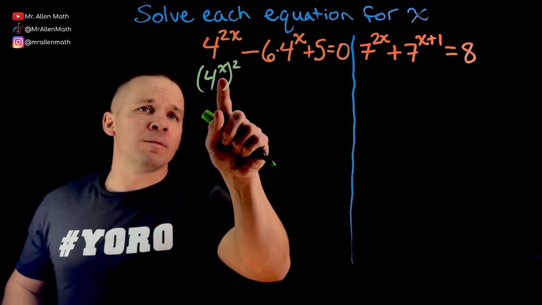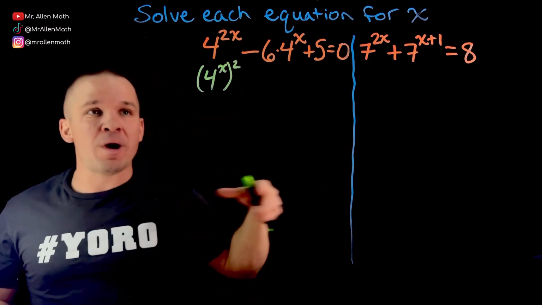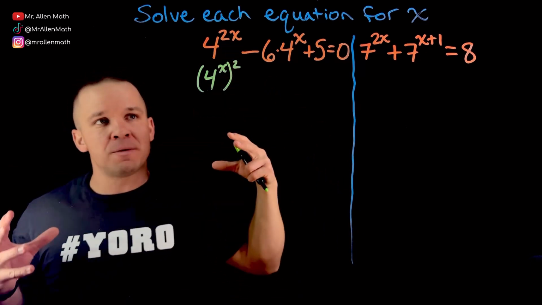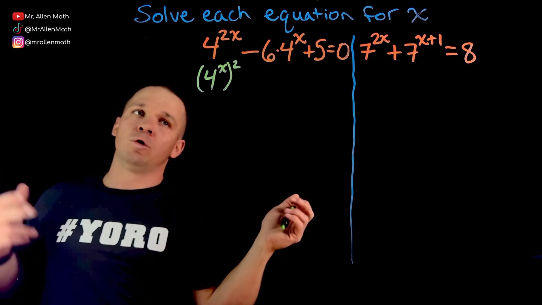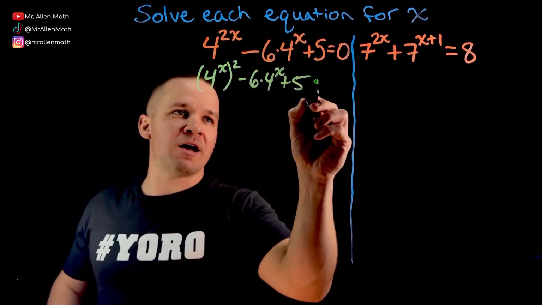So this is cool. Remember, power to a power means that I multiply the exponents. So I can go the other way with that, right? So here I have my exponents multiplied. I'll just undo the power to a power, put it back like that. Cool? And now I have minus 6 times 4 to the x plus 5 equals 0.